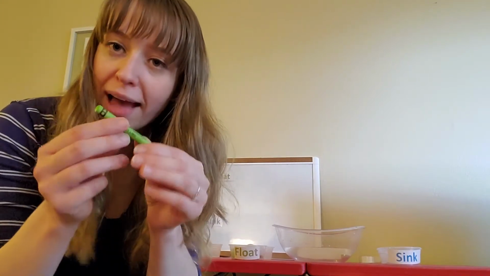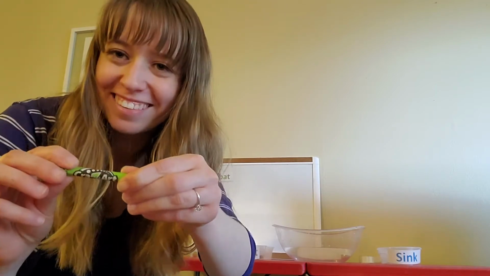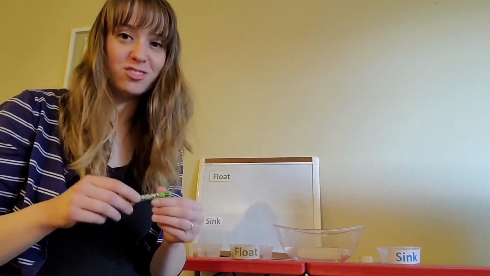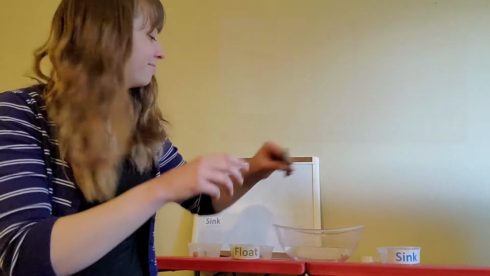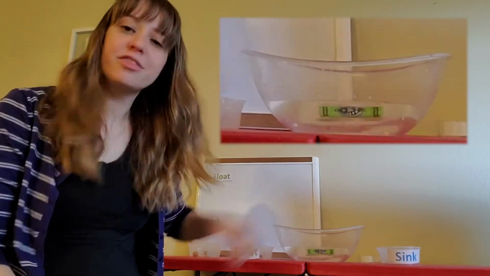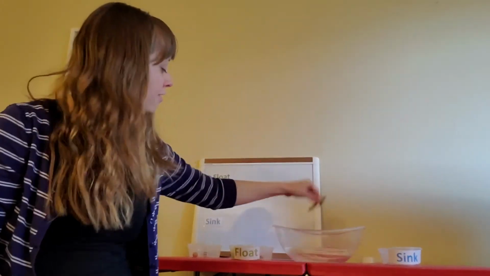Crayons are made of wax, and they have a paper covering them, usually. Let's see what happens to the crayon. Have you made your hypothesis? All right, let's see. The crayon floats, so we'll put it in the float bowl.